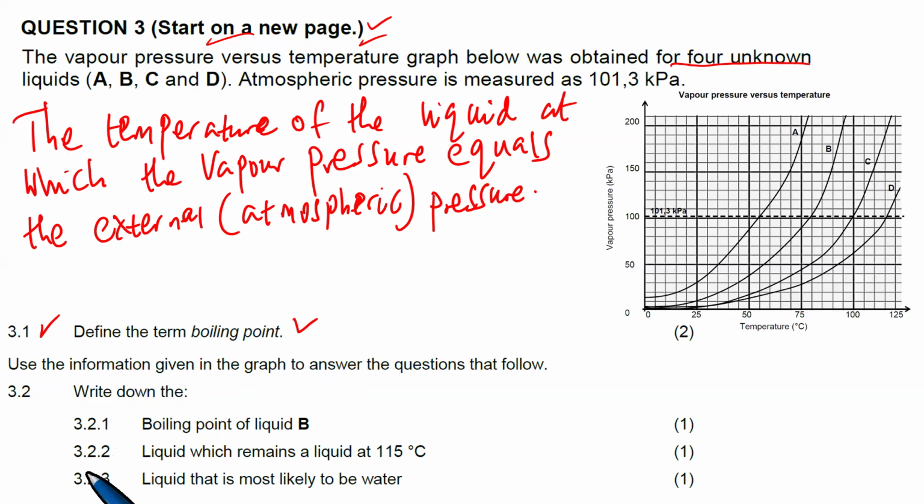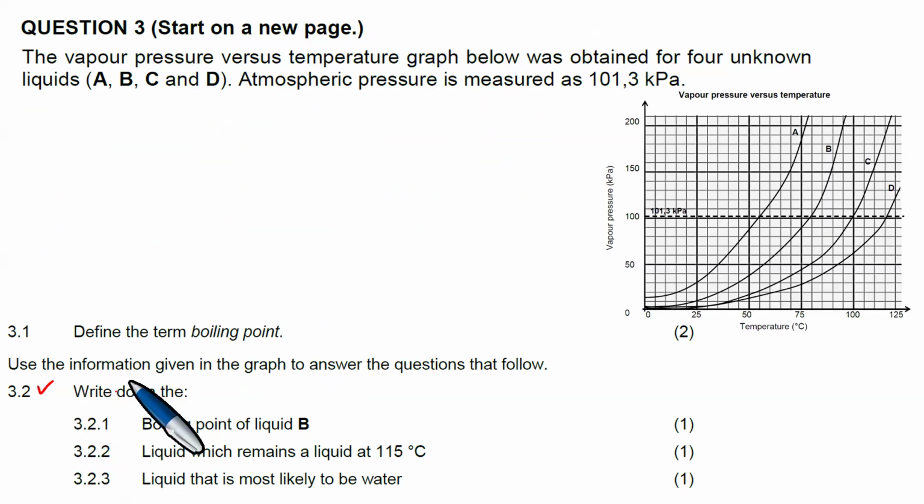Next question. Right, in the next question, we're going to look at the information given in the graph to answer the questions that follow. Okay, here's the graph, and the graph has A, B, C, D. Write down the boiling point of liquid B. What is the boiling point of liquid B?